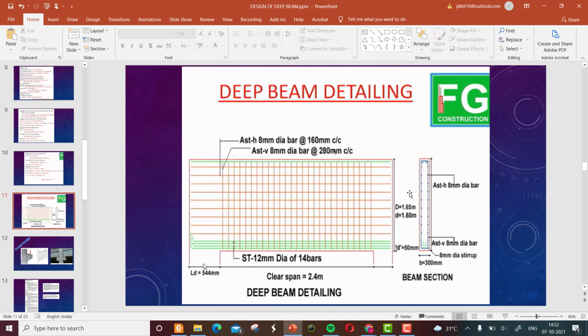So the detailing, or the arrangement of the reinforcements, is shown in this way after the design calculations. And this is regarding the design of a deep beam, especially for a simply supported case and for UDL loading.